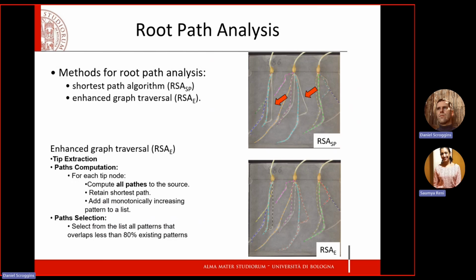Then from this list, all paths that do not overlap more than 80% with the ones already selected are selected again to be in the final solution. This algorithm, as we will see later, allows us to achieve better coverage of the present roots, mainly in images where there is a lot of intersection or overlapping among different plants.